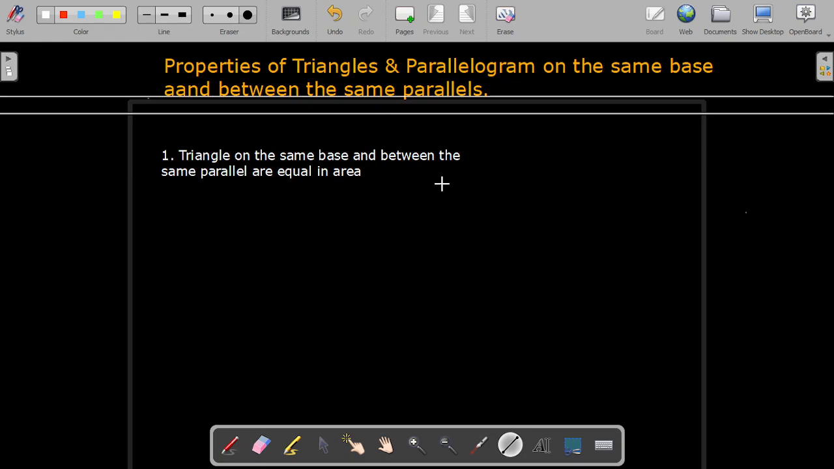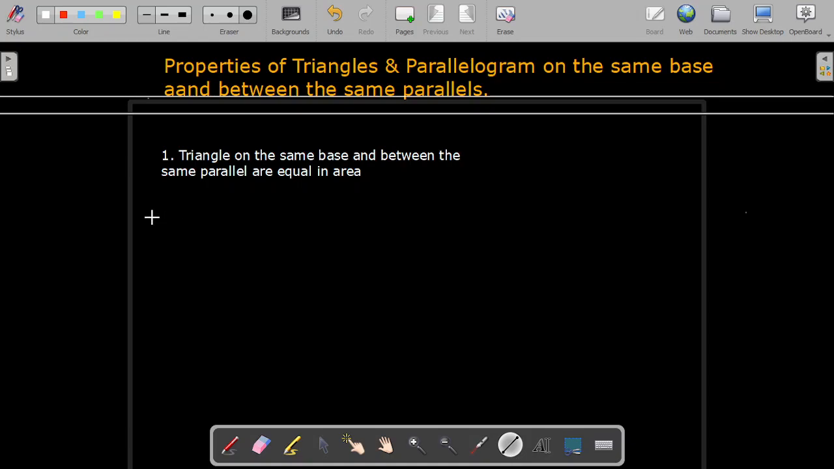Now let's look at the properties of triangles and parallelogram on the same base and between the same parallels. The first principle: triangles on the same base and between the same parallels are equal in area. Let's take that again. Triangles on the same base and between the same parallels are equal in area. What does that imply?